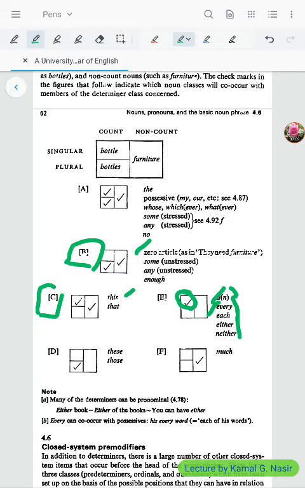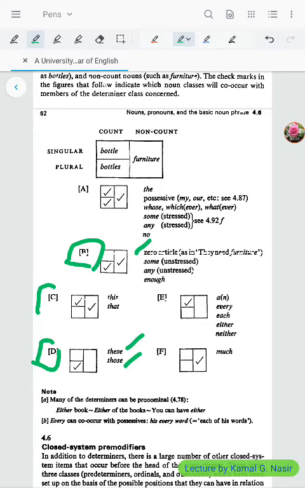We say every bottle. We say each bottle. We say either bottle. We say neither bottle. We do not say neither bottles or either bottles or each bottles or every bottles or every furniture. This is not correct.